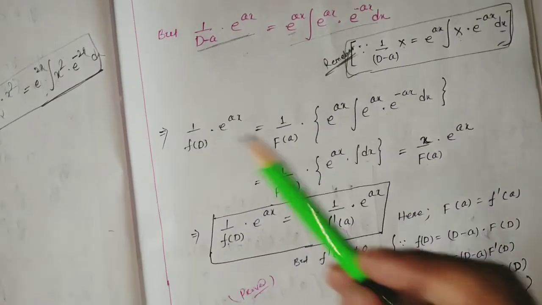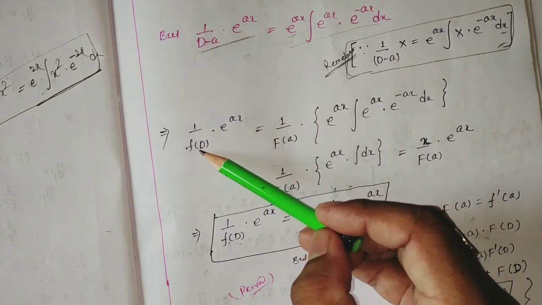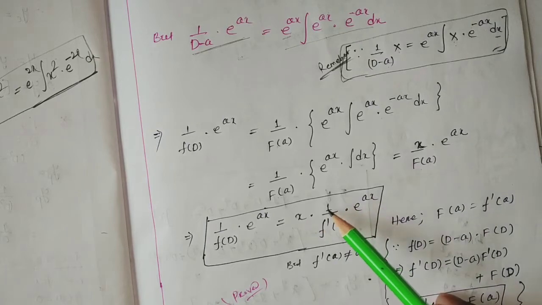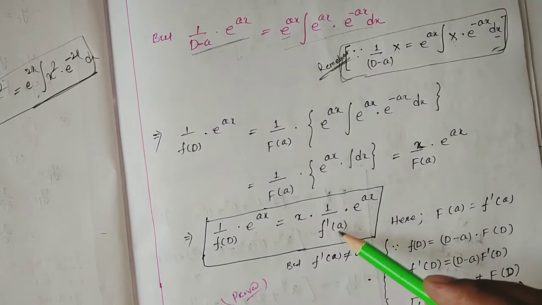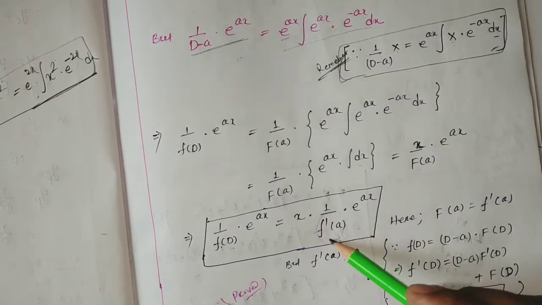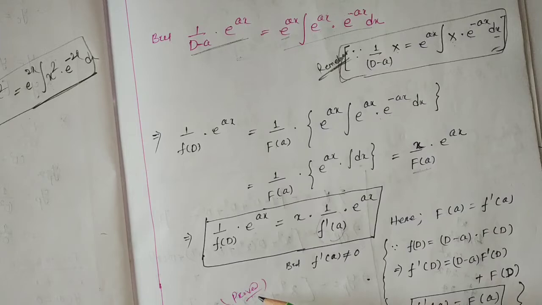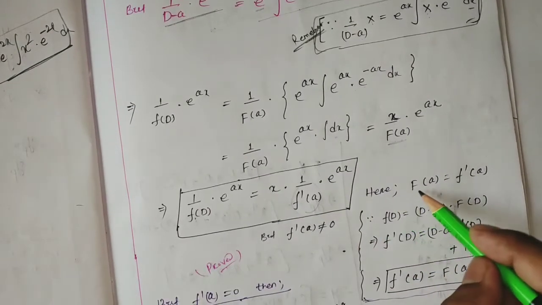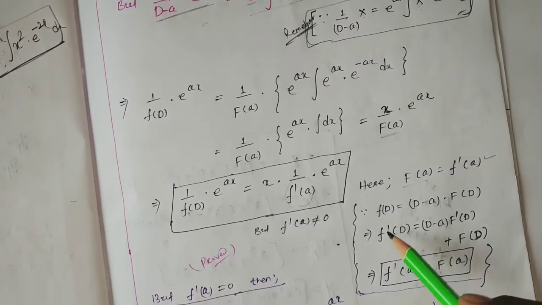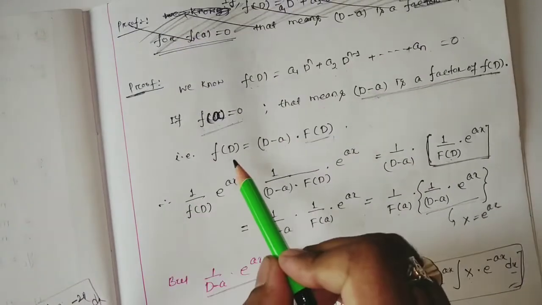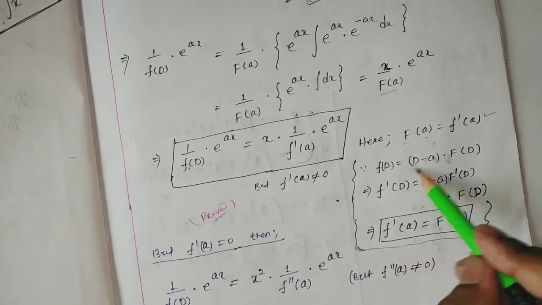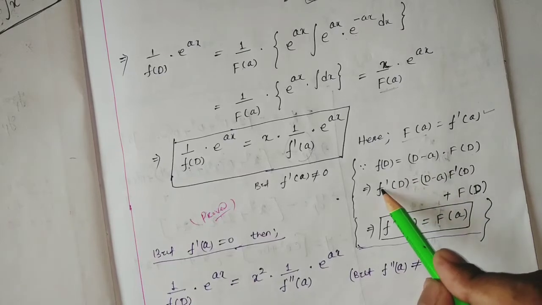So we found 1 by f of D into e to the power x is equal to x into 1 by f dash a into e to the power x. Here I have written f dash a because f dash a is nothing but capital F of a. How is it? Because here we defined that f of D equals (D minus a) into capital F of D. Now differentiate this side and this side.